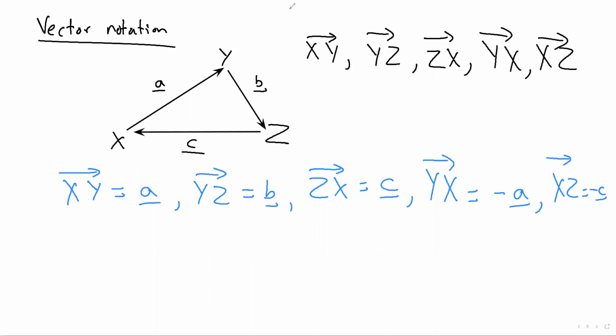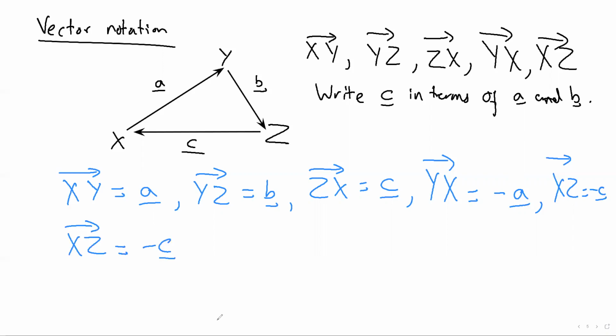What we can do is, let's say, write C in terms of A and B. Okay, so now what we can do is, if we get XZ, we know that that's negative C. But remember, it doesn't matter what path we take from X to Z. So we have this path here, which is along negative C, but we can also take this other path, so that's A plus B to get to Z. So we know that XZ is also equal to A plus B. So what we can write is that A plus B is equal to minus C, because they both equal XZ.